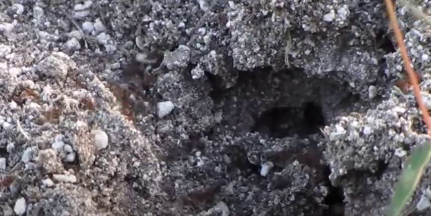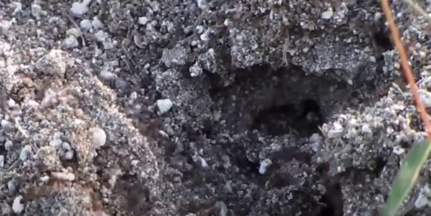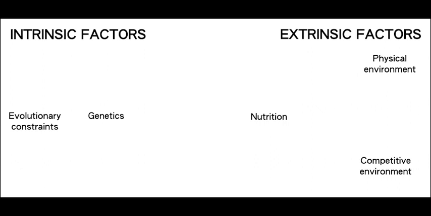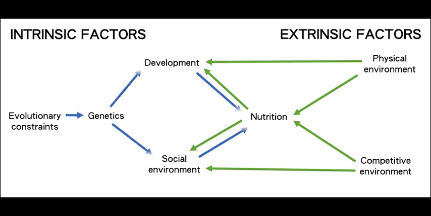What factors influence worker variation within a single colony? Factors can be seen as being internal or external. Intrinsic factors would include influences from evolutionary constraints and genetics. External factors affecting worker size would include influences from the physical environment, the competitive environment, and nutrition. These factors can also interact with one another at different stages of worker development and ultimately influence the development, survival, and longevity of different castes or distinct morphological groups within a colony.